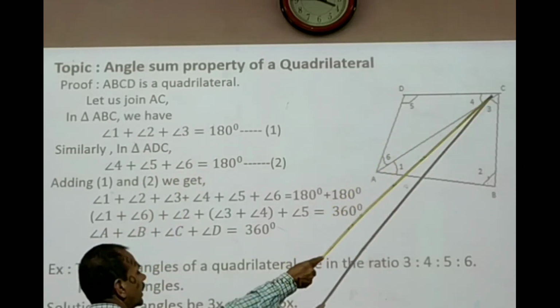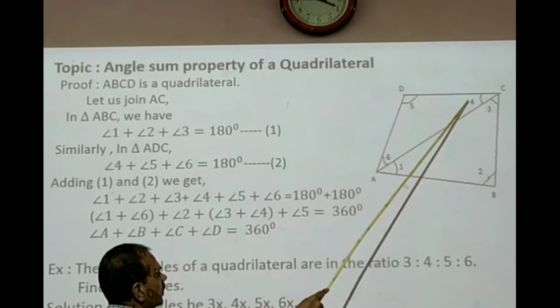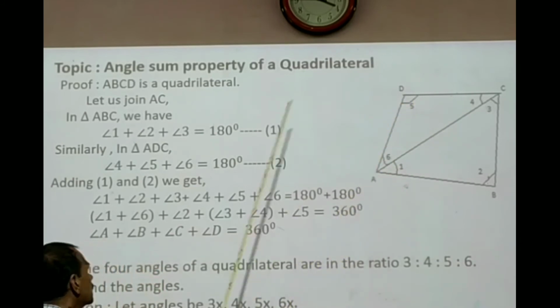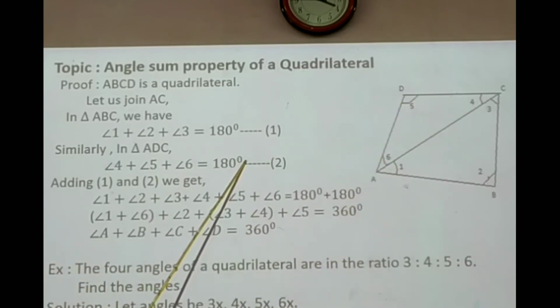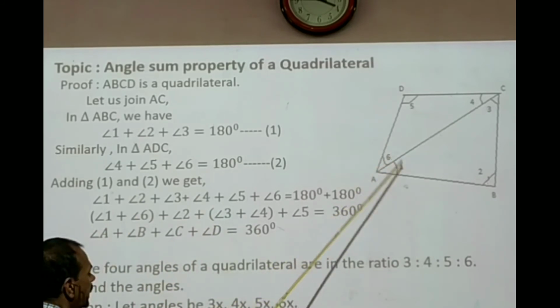Similarly, this is also a triangle. Again, this will be 4 plus 5 plus 6 is equal to 180. Correct? Then adding equation 1 and 2, you will get like that. Make the pair 1 plus 6. This 1 plus 6, you will get angle A.